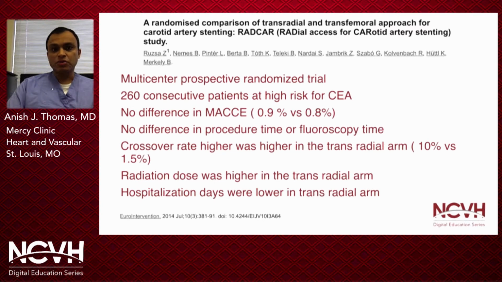This was a randomized controlled trial comparing transradial and transfemoral approach for carotid artery stenting. This was a multi-center prospective trial enrolling about 260 patients deemed high risk for carotid endarterectomy. There was no difference in major adverse outcomes, no difference in procedure or fluoroscopy time. There was a higher crossover rate in the transradial arm. Radiation dose was slightly higher in the transradial arm, and hospitalization stay was decreased in the transradial arm. However, the incidence of MACE was very similar.